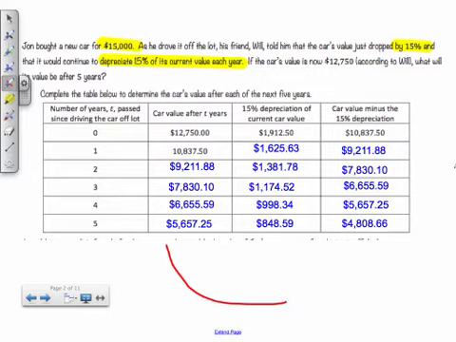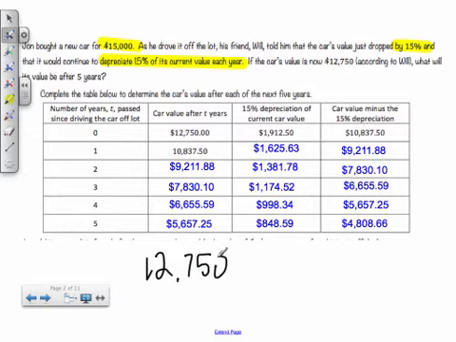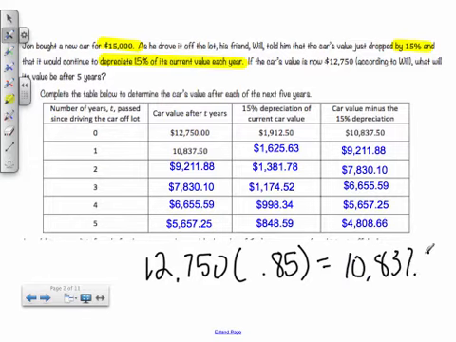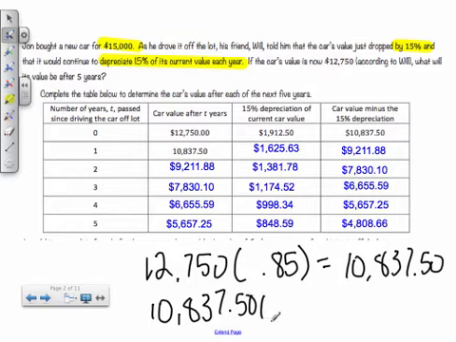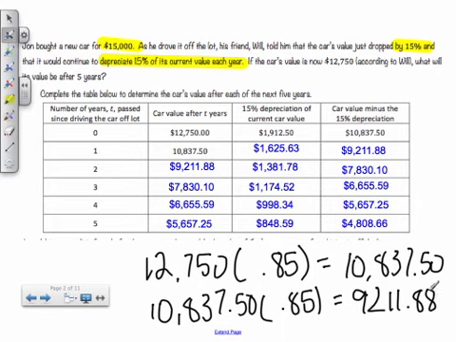Okay? And then one other thing that I just want you to notice is that you could have just taken $12,750 and multiplied that by whatever's left over after a 15% decrease, which means that you'd be paying 85% of the total price. So go ahead and plug that into your calculator. You will notice that you end up getting $10,837.50. And then if you take $10,837.50 and multiply that by 85%, because that's how much you are paying again, you'll end up getting the $9,211.88, and so on and so forth.